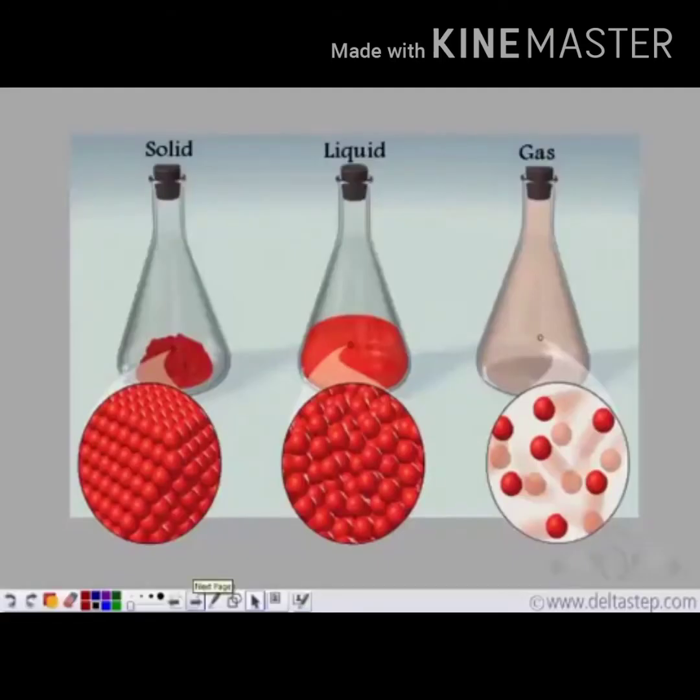This is what happens in the three states of matter. In solids, the particles are packed together very tightly. They are very close to each other. In liquids, the particles are not as tightly packed as in the solid state. The spaces between them are a little more than in the solid state. And in the gaseous state, the particles are quite far away from each other. The spaces between the particles are much more as compared to the liquid and solid states.